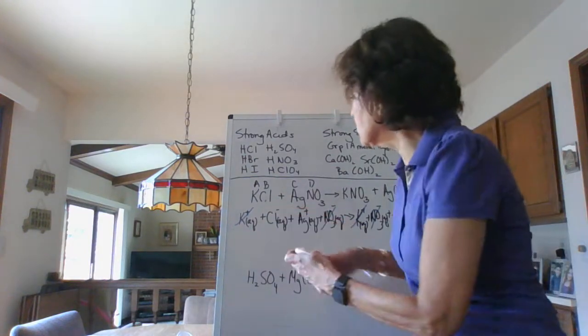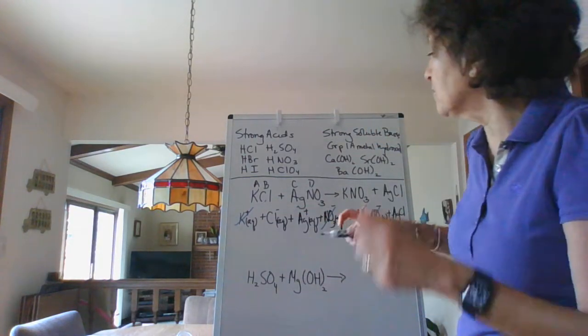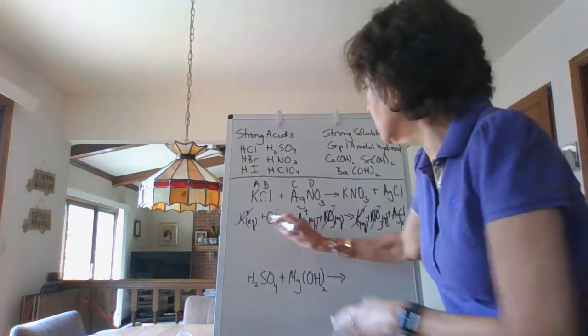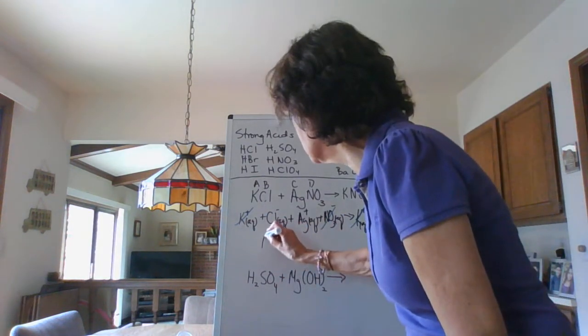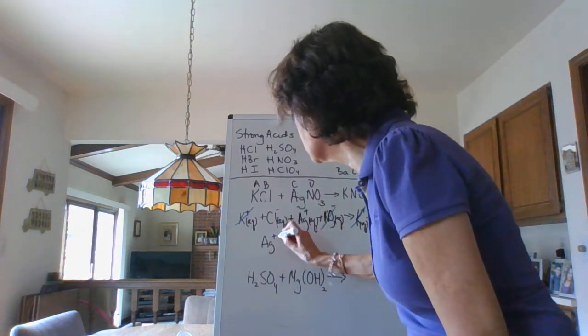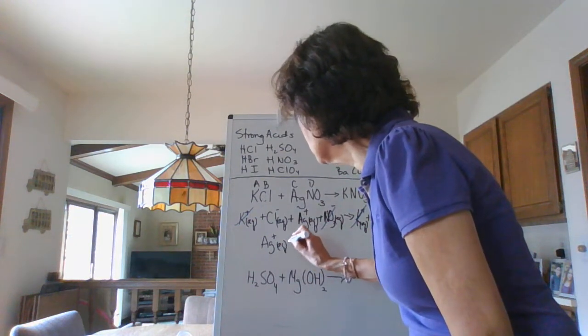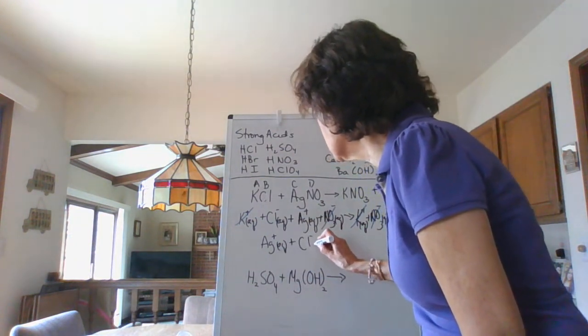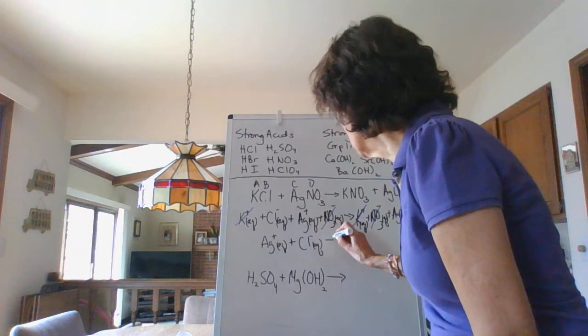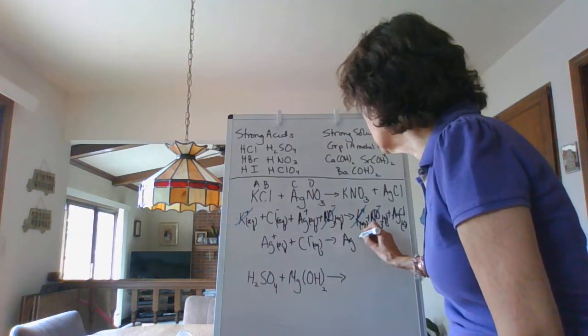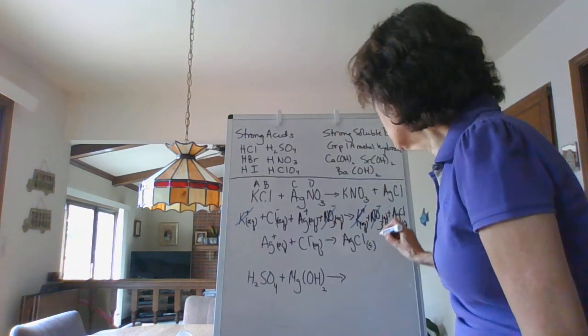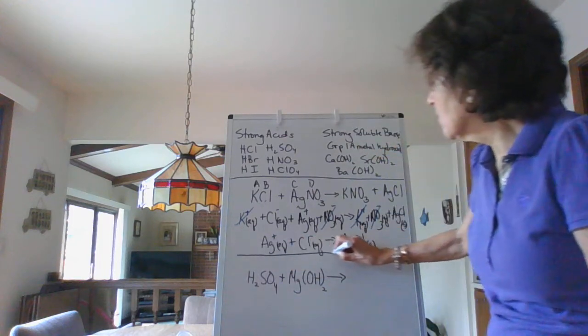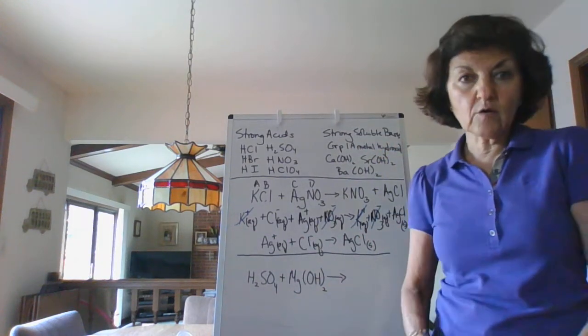So I'm just going to rearrange it because I always like to put the cation before the anion. If you don't, it's not a big deal. I'm going to write Ag plus aqueous plus Cl minus aqueous will give you AgCl solid. This is your net ionic equation.